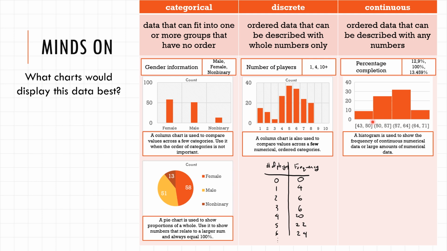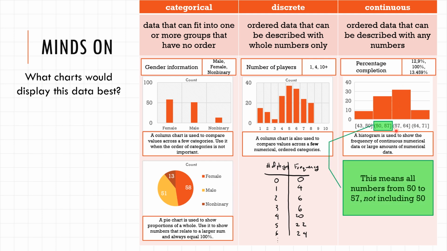That means that all the numbers that are bigger than 50 would go here. Bigger than 50, but less than 57. So 50.1 would go here, but the number 50 itself would go here. The number 57, well, both of these have 57, but 57 would go in this group because that's that square bracket. 57.001, that's bigger than 57, so that would go in this column. So this group means all the numbers from 50 to 57, not including 50 because that has a round bracket.